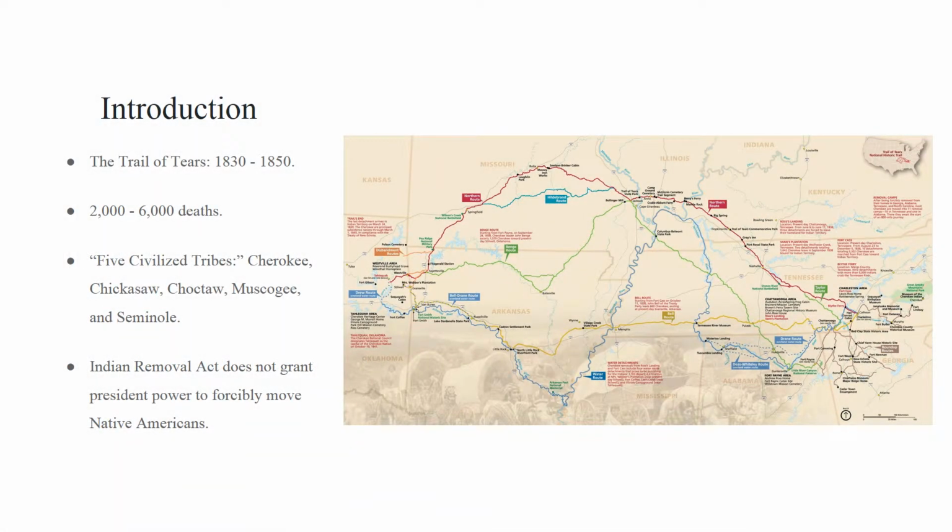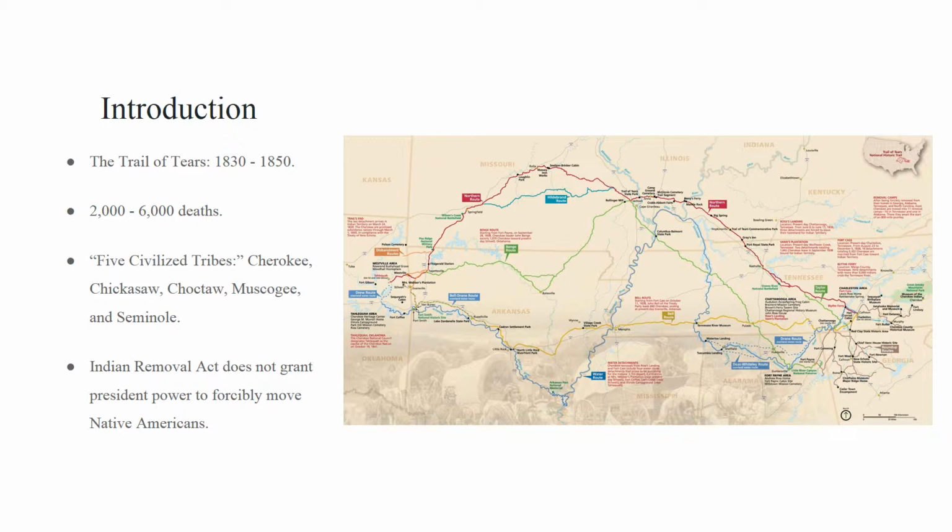Indian removal took place from roughly 1830 to 1850 and involved the forced relocation of Native Americans to the west of the Mississippi River to make room for American settlers. On the routes, around 2,000 to 6,000 Native Americans died from exposure to the elements, disease, and starvation.